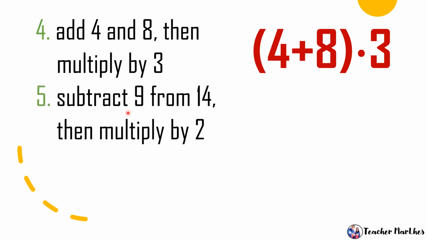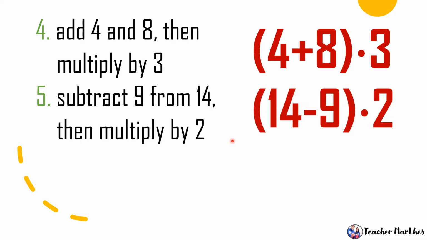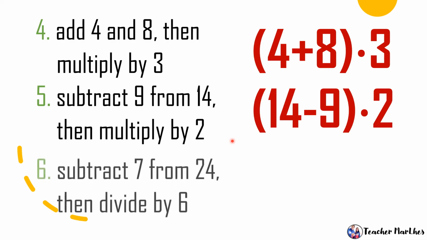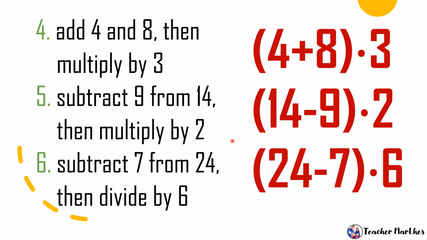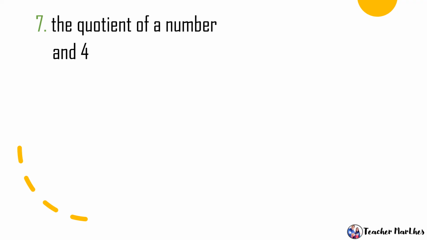Number 5, subtract 9 from 14, then multiply by 2. So we will use again the parentheses. So the answer is 14 minus 9 times 2. Number 6, subtract 7 from 24, then divide by 6. So the answer is 24 minus 7 times 6. Number 7, the quotient of a number and 4. So quotient means division. So the answer is n divided by 4.